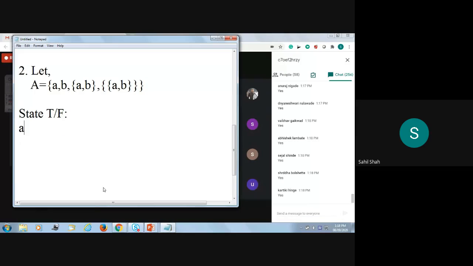Example number a: a belongs to A. Again I am not having the belongs-to symbol, so I am using this E for belongs to. Actually, it is belongs to. Then b.